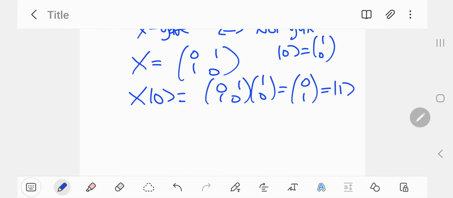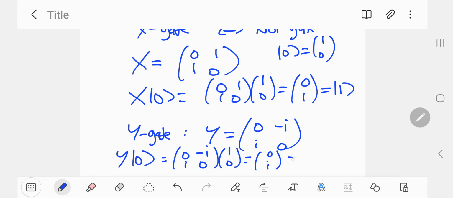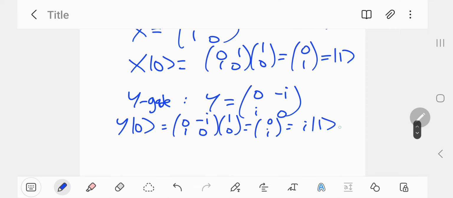It inverts an input. We've also got what's called a Y gate. It's represented by a 2x2 matrix as well, just like the X gate. So let's suppose we act the Y gate on an input 0. We'll get this, 0 plus i, which is just i multiplied by the state 1.